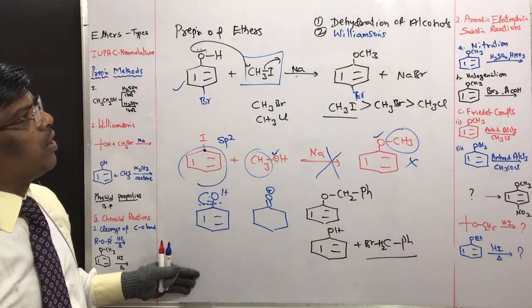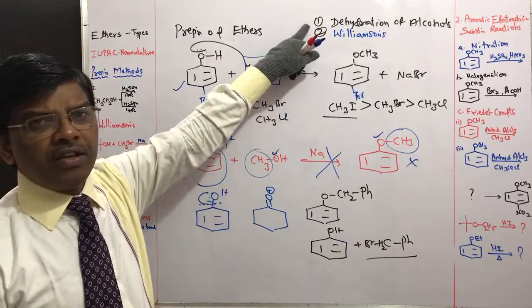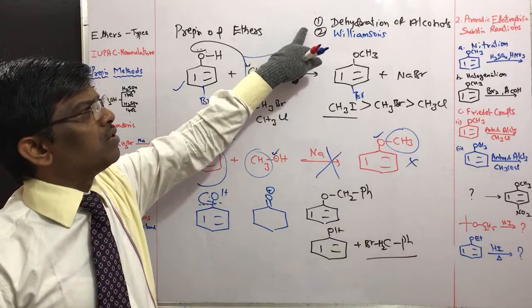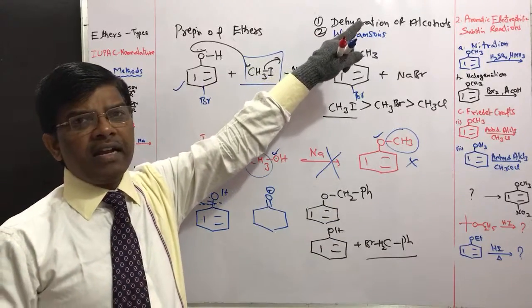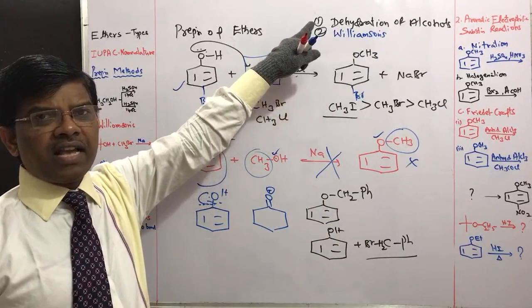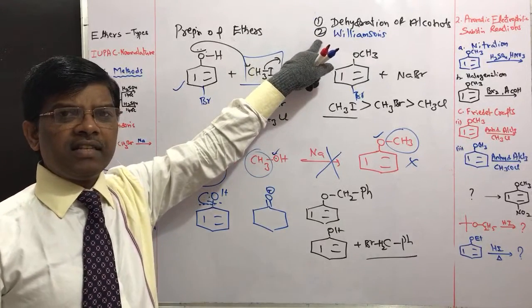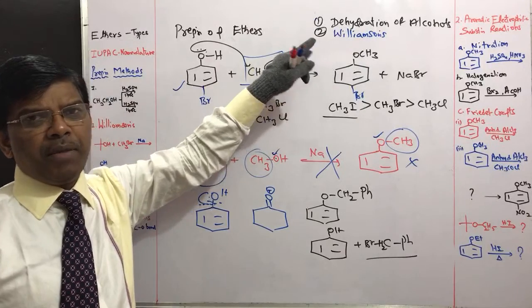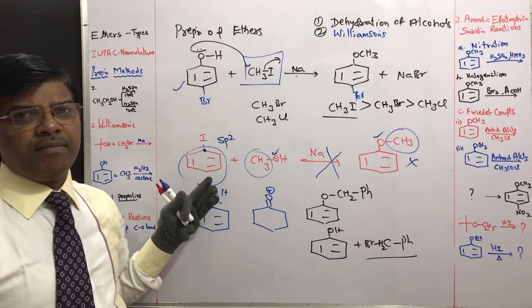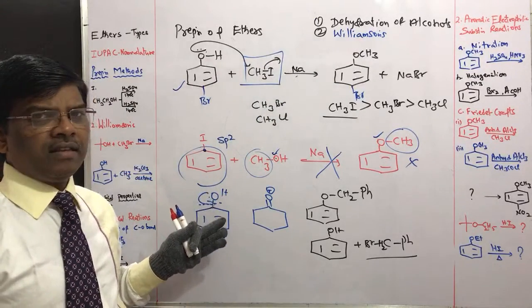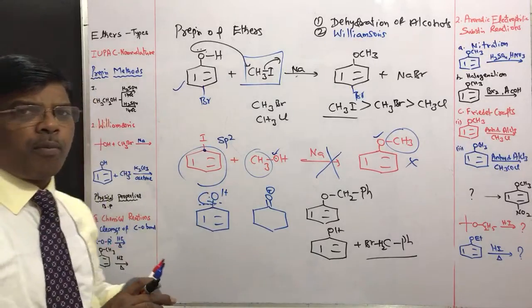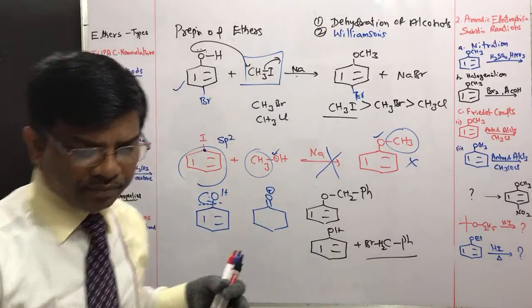So this is how you can prepare ethers, usually in two methods: use of alcohol and dehydration using sulfuric acid, which has some drawbacks, whereas Williamson synthesis is a versatile reaction where you can make symmetric as well as mixed ethers. Yes, students, let us see the physical properties of the ethers.